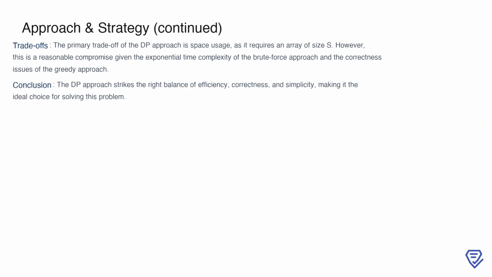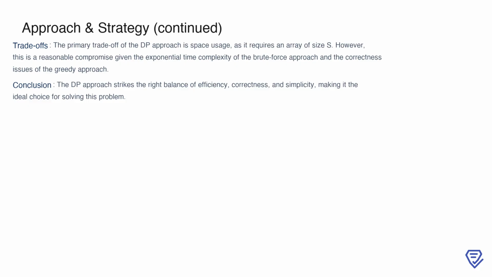When choosing the dynamic programming approach, it's important to recognize the trade-offs. The primary downside is that it requires space proportional to the total weight of the stones, S, since we maintain a DP array of that size. However, this is a reasonable trade-off when compared to the exponential time complexity of the brute force method or the correctness issues of the greedy approach. The DP approach offers a manageable time complexity of O(n*s), and guarantees accurate results by systematically exploring all achievable subset sums. This makes it the ideal choice for solving this problem.